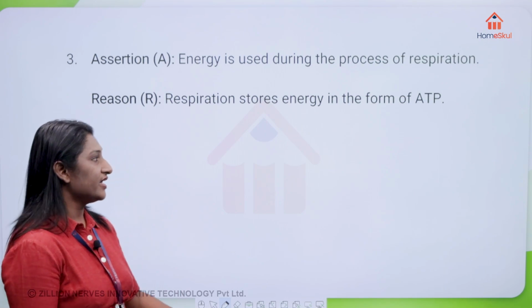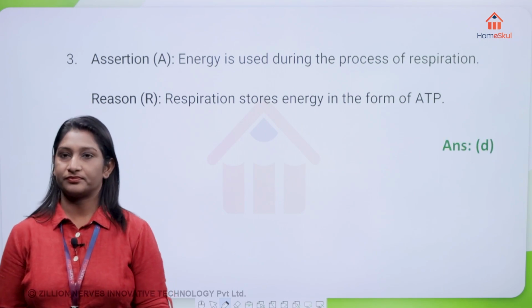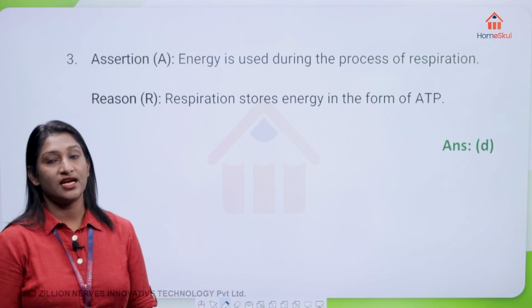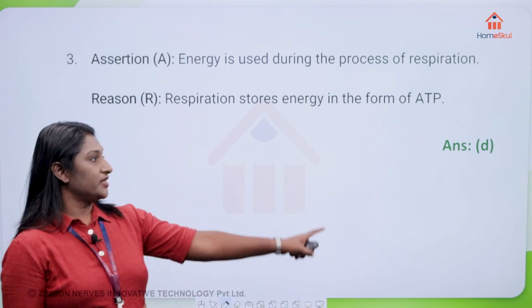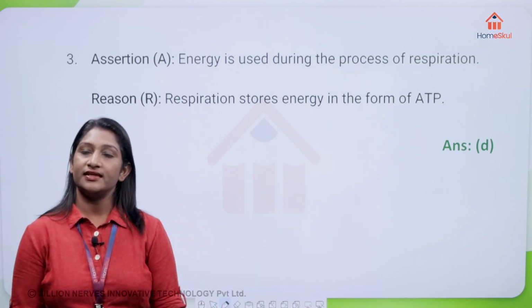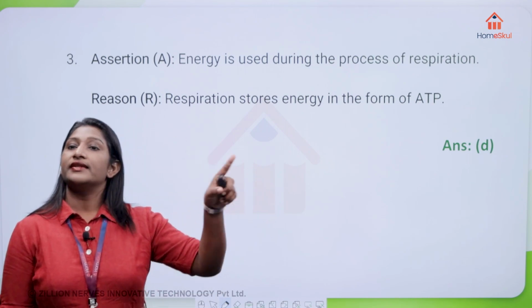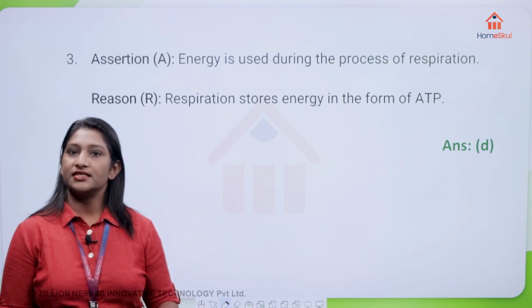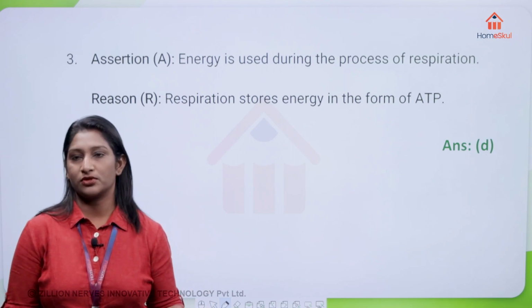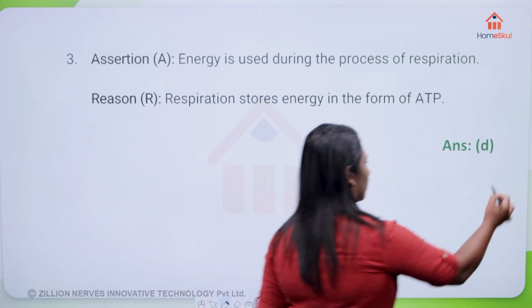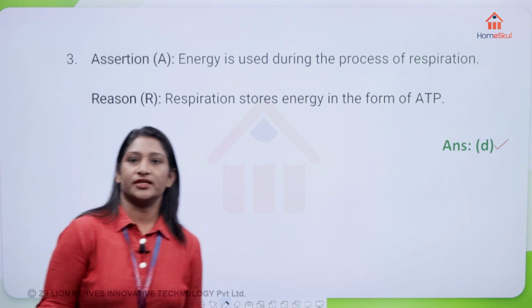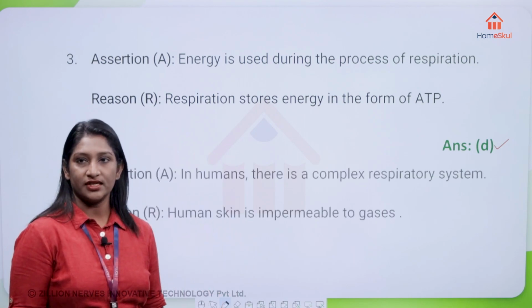ATP. And here my question is this one. Which is the question and option? My option here is D. What is that saying? Assertion is false and reason is true. Isn't it? Assertion is false and reason is false. Yeah, that is the correct one. D. And the next question.